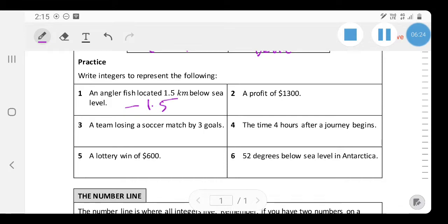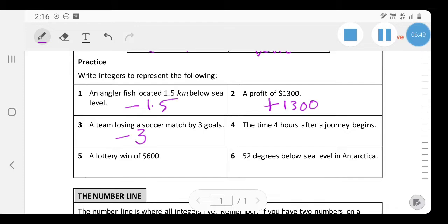Okay. What about a profit of $1,300? Well, the integer which represents that is obviously plus 1,300. A team losing a soccer match by 3 goals. Well, that's going to be minus 3, unfortunately, for that soccer team.